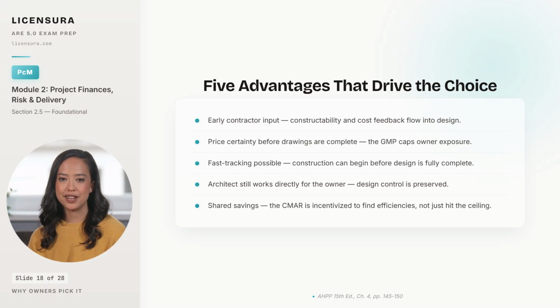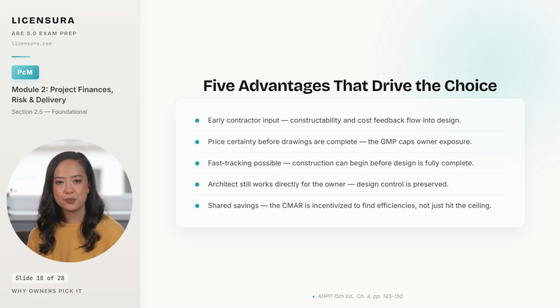to fix. The second is price certainty before drawings are finished, because the GMP caps the owner's exposure even though the design is still being refined, which is something neither bid build nor traditional negotiated work can offer. The third is fast tracking, because the contractor is already engaged and the owner can start excavation while interior packages are still being detailed. The fourth is the architect-client relationship.